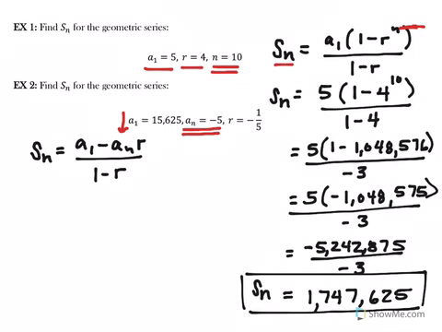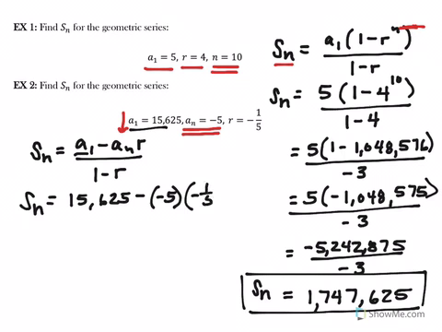For this next example, it's just a different formula, same math though. So we have the series is equal to 15,625, which is a sub 1, minus a sub n is negative 5 times r, which is negative 1/5. And that is going to all be divided by 1 minus r, which is negative 1/5. So be careful as you're inputting this into your calculator.